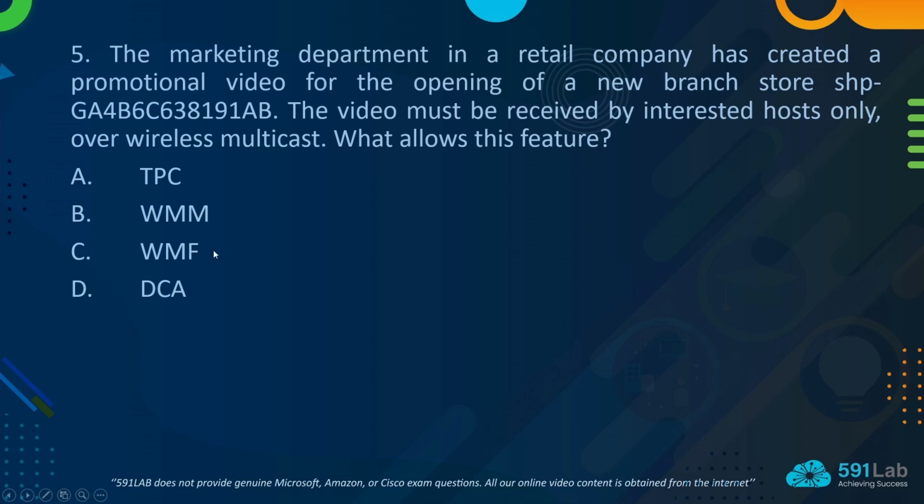It uses Internet Group Management Protocol, or what's called IGMP, to keep track of the participants of the group. So it uses only the interested hosts, not all groups, just like the WMM. It uses only the entities or the clients in that specific group. So the answer in this case is going to be WMF, or wireless multicast forwarding.